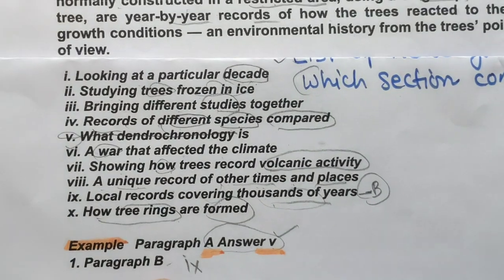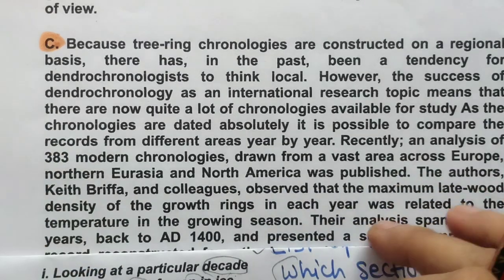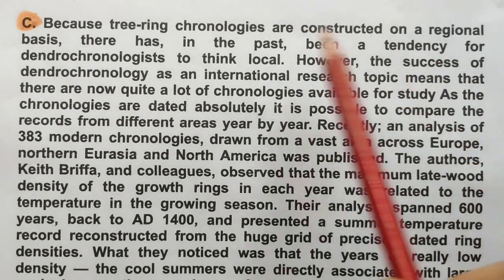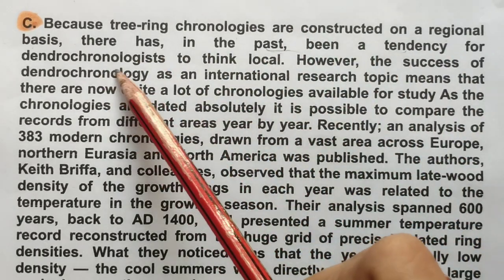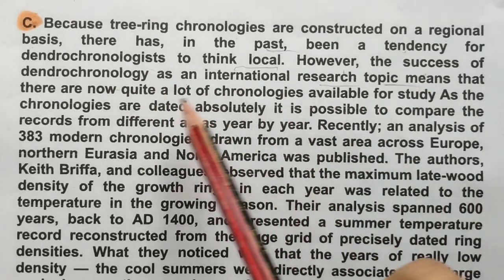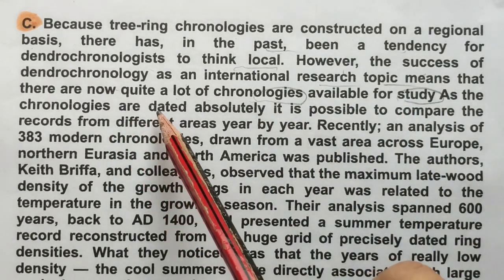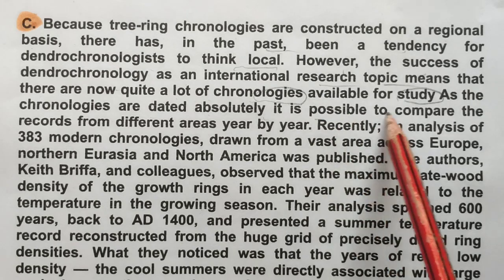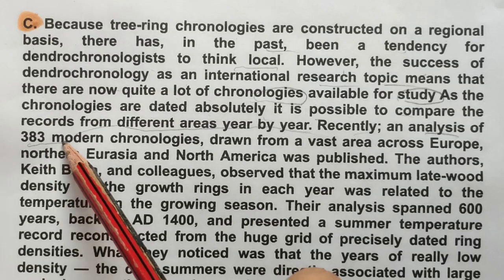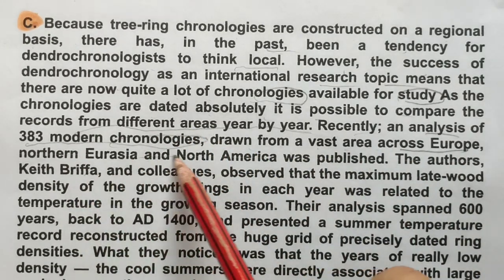Now coming to paragraph C. Now you start reading paragraph C with me. Because tree ring chronologies are constructed on a regional basis, there has been in the past a tendency for this to think local. However, the success of this as an international research topic means there are now quite a lot of chronologies available for study. As the chronologies are dated absolutely, it is possible to compare the records from different areas. Here, recently an analysis of 318 modern chronologies drawn from a vast area across Europe was published.